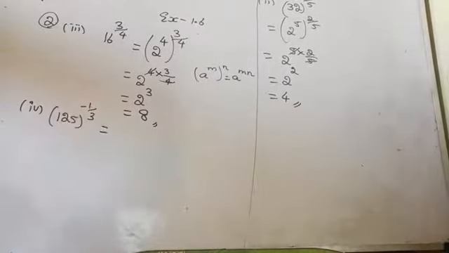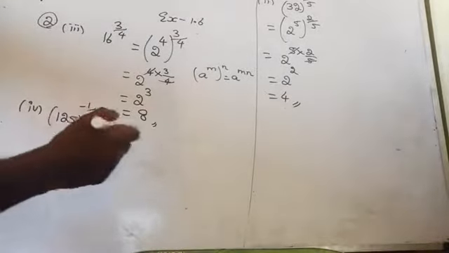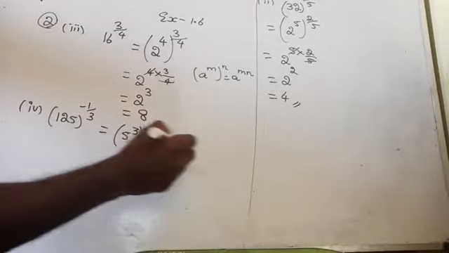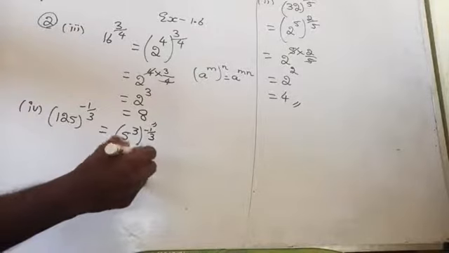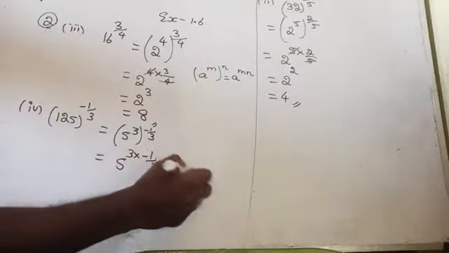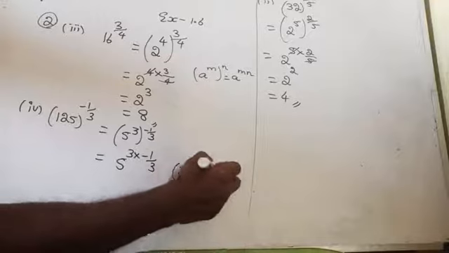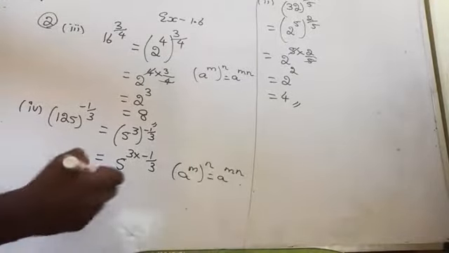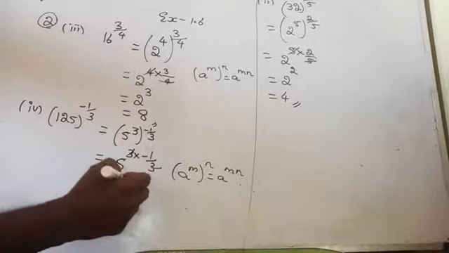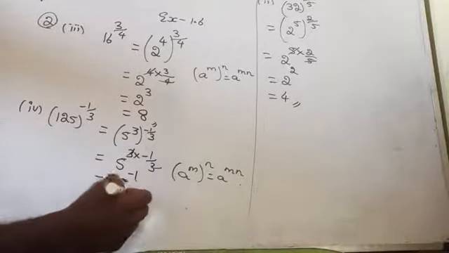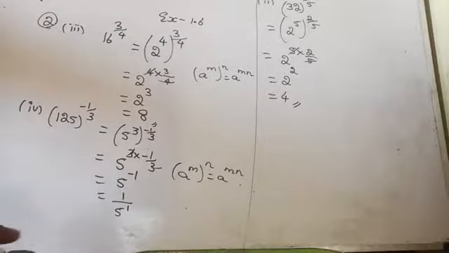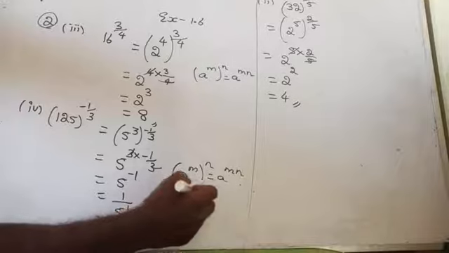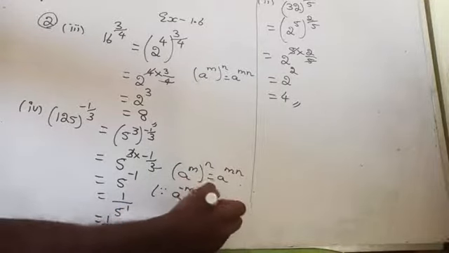125 the whole power minus 1 by 3. How can you write 125? 125 can be written as 5 to the power 3, the whole power minus 1 by 3. Now again, 5 power 3 into minus 1 by 3, because a power m the whole power n is what? A to the power mn. Then the 3 you can cancel. So 5 to the power minus 1. This can be written as 1 by 5 to the power 1, which is equal to 1 by 5, since a to the power minus m is equal to 1 by a to the power m.